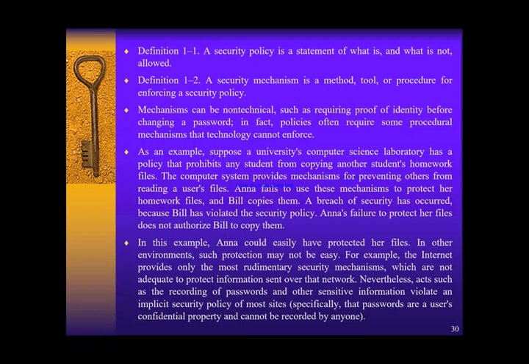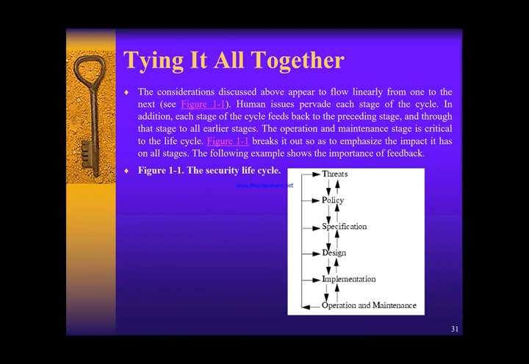Based on that, we are able to access the students. So here, tying it all together, the considerations above appear to flow linearly from one to the next. Human issues pervade each stage of the cycle. In addition, each stage of the cycle feeds back to the preceding stage and to all earlier stages. The operation and maintenance stage is critical to the life cycle. It is broken out to emphasize the impact it has in all stages. The following example shows the importance of feedback.